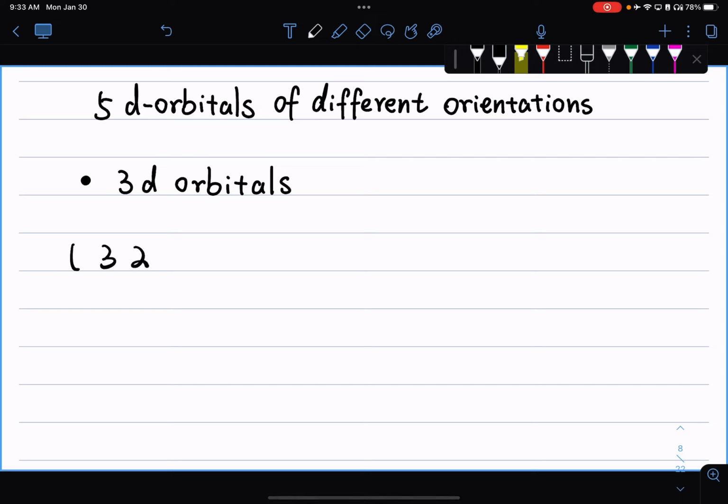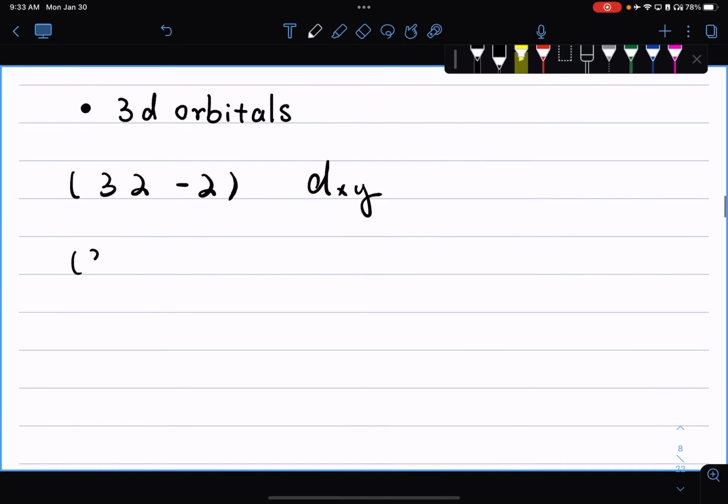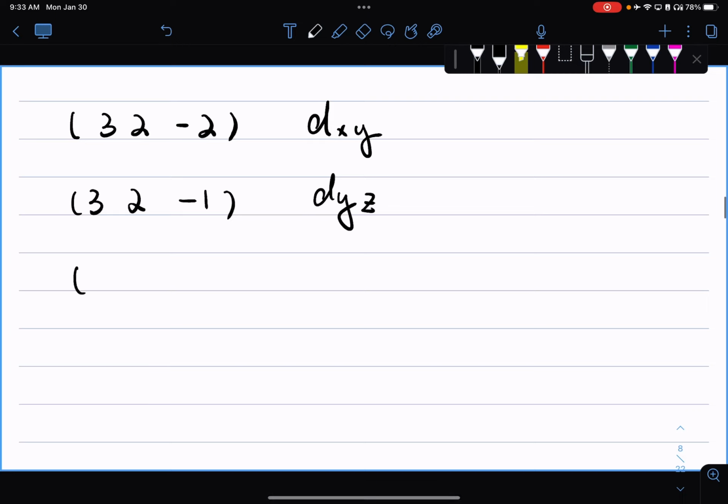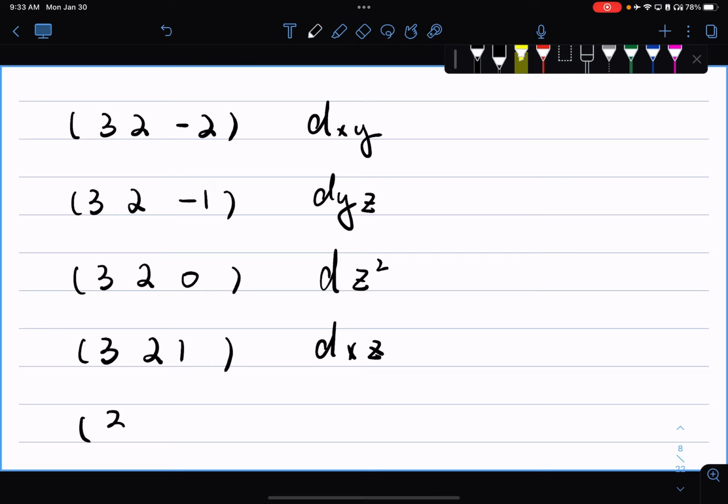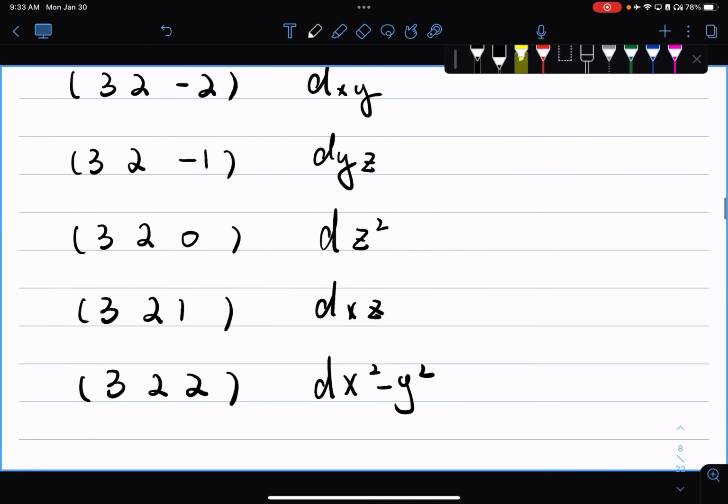So we have 3, 2, negative 2, that's my dxy. 3, 2, negative 1, that's my dyz. 3, 2, 0, that's dz squared. 3, 2, 1, that's dxz. 3, 2, 2, that's dx squared minus y squared. You don't need to know how these m values correspond to the orientation, but I'm just going to put it here as a little bit of extra.